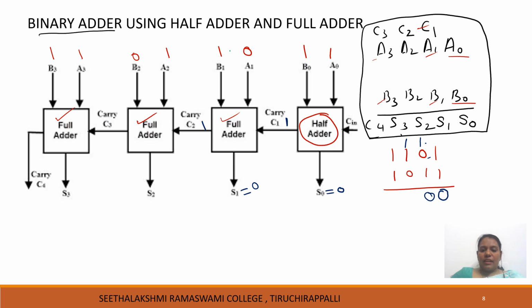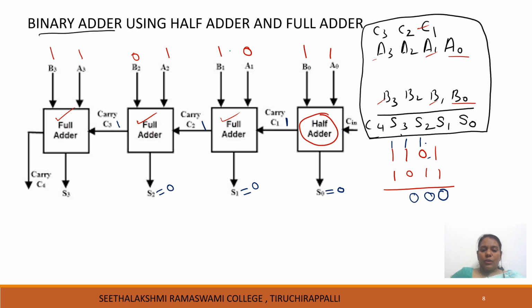So this carry goes as input to the second adder. So 1 plus 1 is 1 0, which is again added with 0 will again give you 0 and 1. So here also the sum is equal to 0 and the carry is equal to 1.